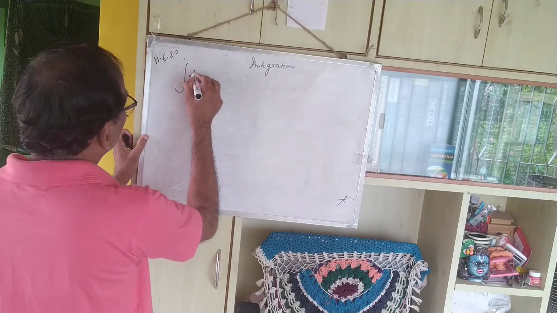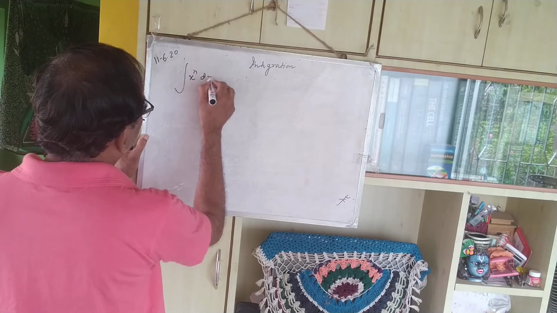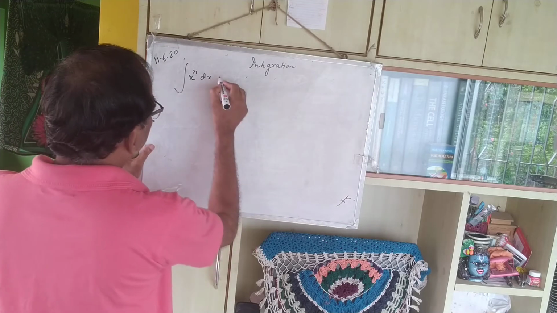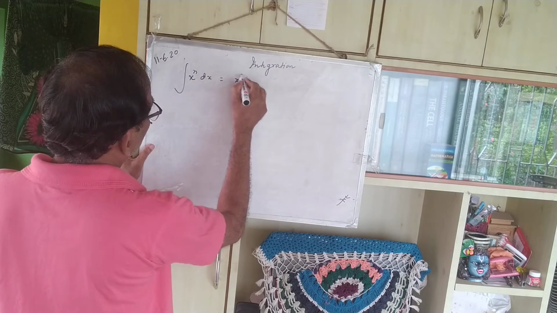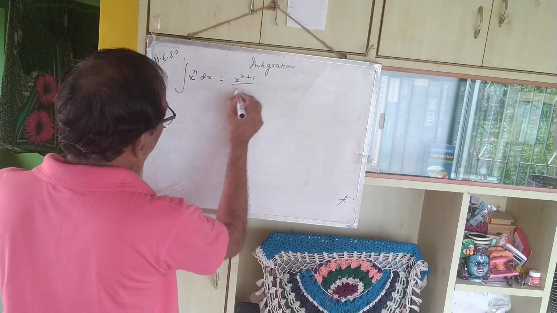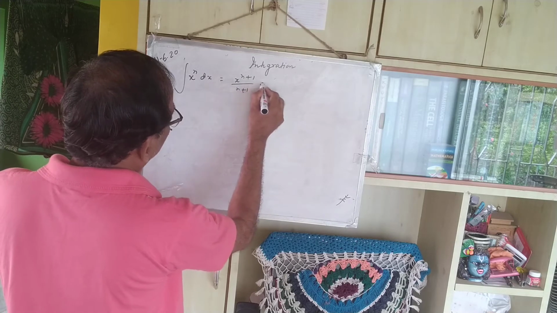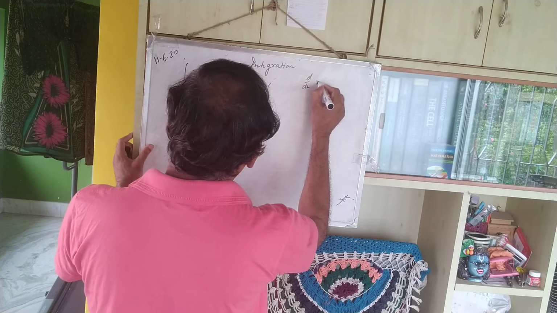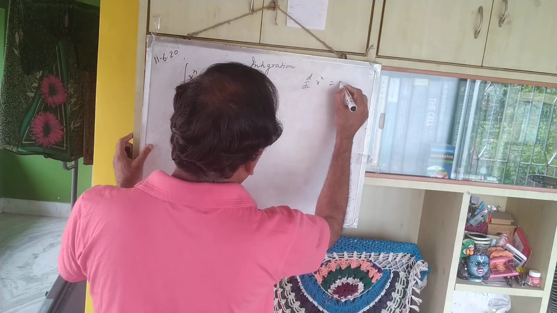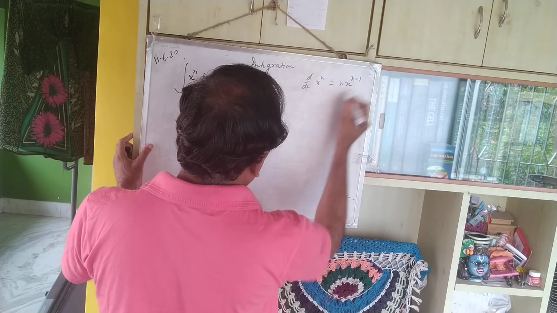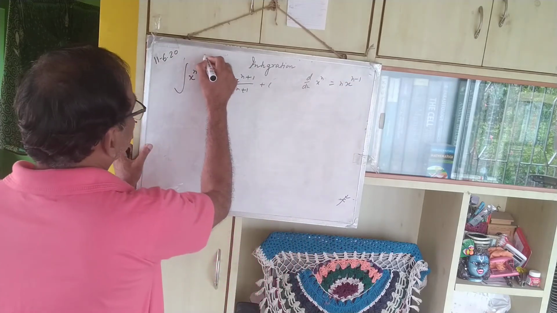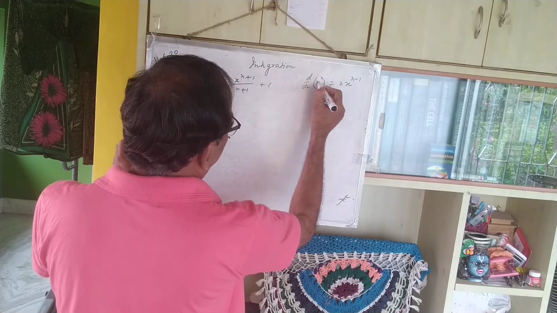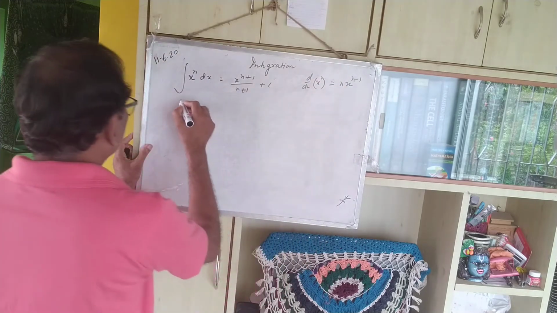Integration of x to the power n dx equals x to the power n plus 1 by n plus 1 plus c. d/dx of x to the power n is n x to the power n minus 1. This is integration, this is derivative. The derivative of x to the power n is this.